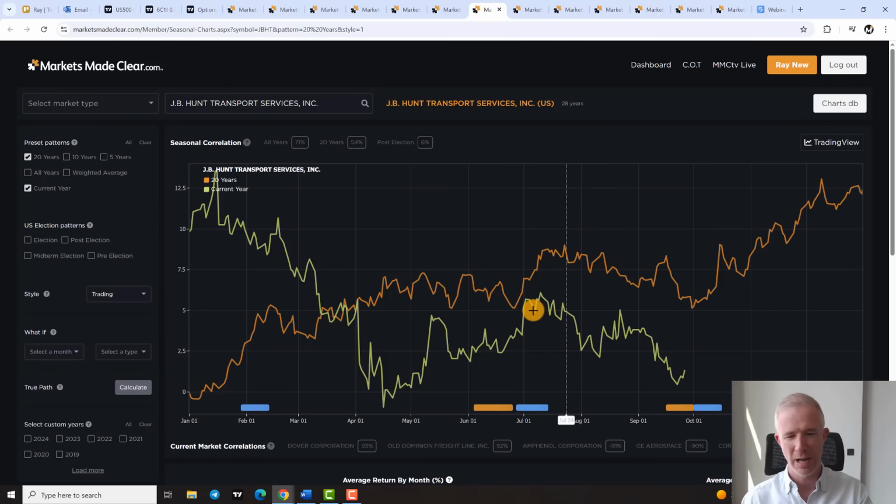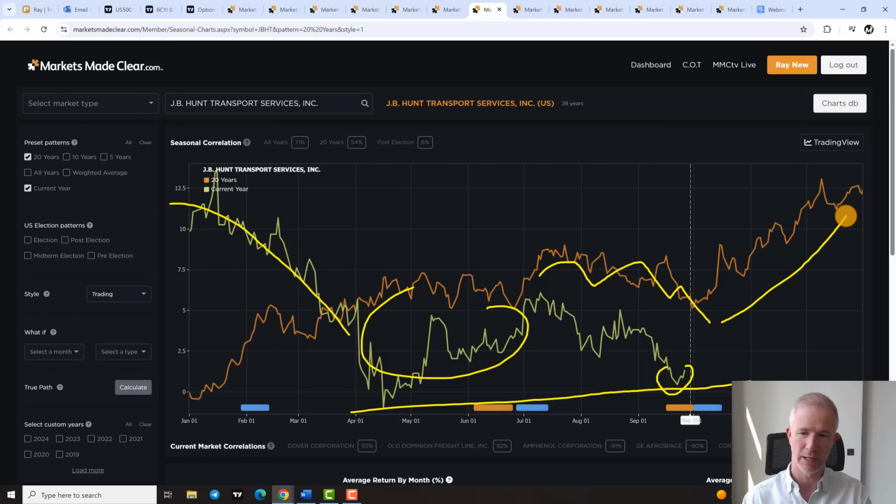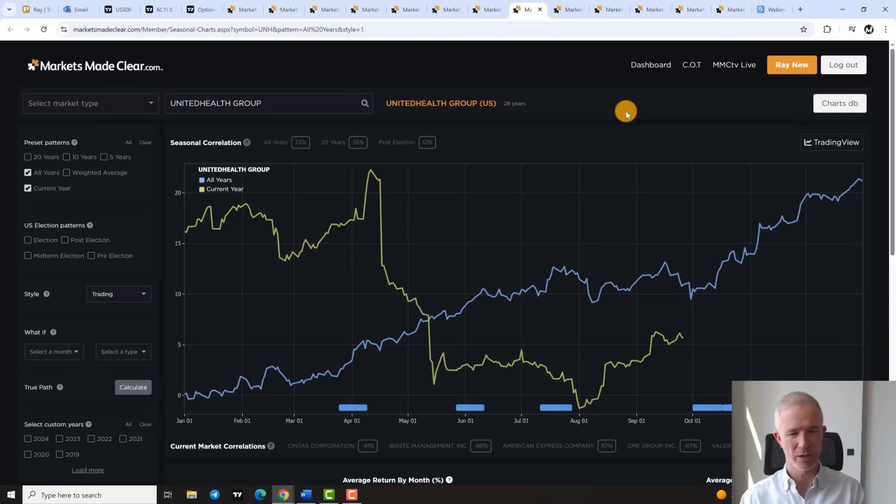JB Hunt, transport, underperforming, but it's coming into a real nice level in here, which we'll take a look at in a second on the charts. It is in line with the pattern. It's underperforming certainly through this period, but we're starting to come back in line with what the pattern is suggesting. Historically, we do see this move to the upside, so it's of interest if we can see it come to life in here again. As I say, we'll take a look at the charts in a second.